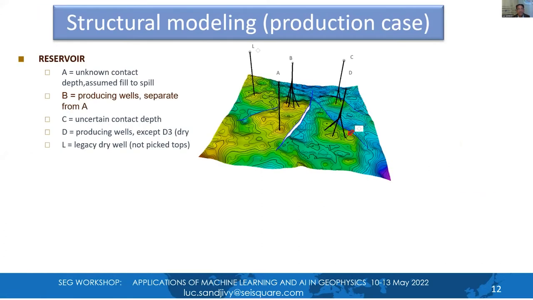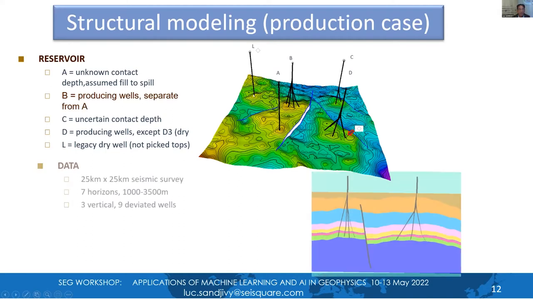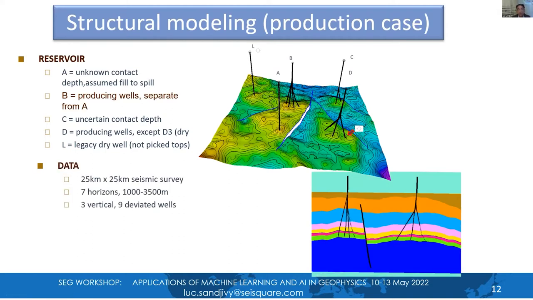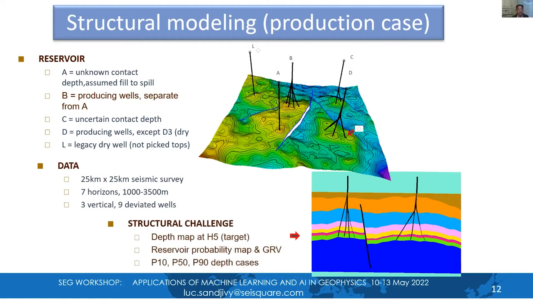A more advanced case: in this case, you've got a field with five wells. A is a well with an unknown contact that's supposed to fill to the spill point. B is a producing well separate from A, you know it's separate from A. C, the contact is uncertain. D, producing wells except for D3. And L, a legacy dry well with no picture. And the data you have to answer the issue is a 20 by 20 kilometer seismic survey, 7 horizons interpreted, 3 vertical, and 9 deviated wells.